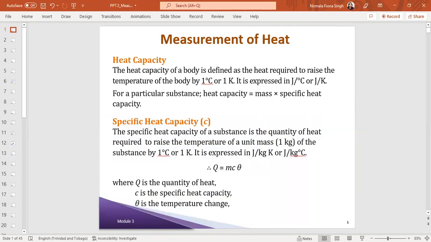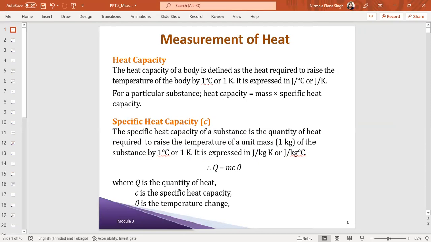All right, so measurement of heat. Again, you will know most of these terms, if not all. Measurement of heat, we're going to look at heat capacity, specific heat capacity, and latent heat. The heat capacity of a body is defined as the heat required to raise the temperature of a body by 1 degree Celsius or 1 Kelvin. What you should know is that the change in temperature in Celsius and in Kelvin is the exact same thing. If you don't remember, we'll go through it in a bit.